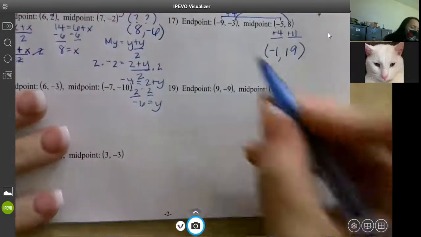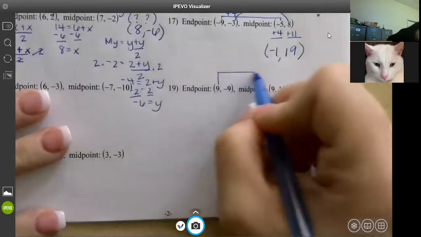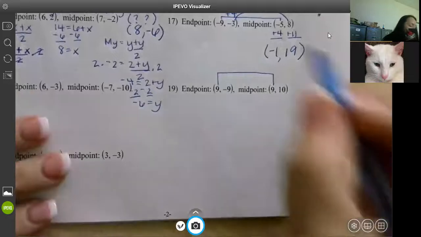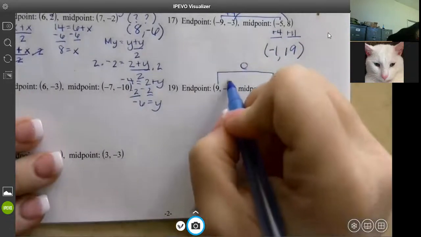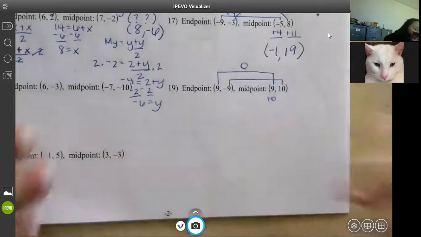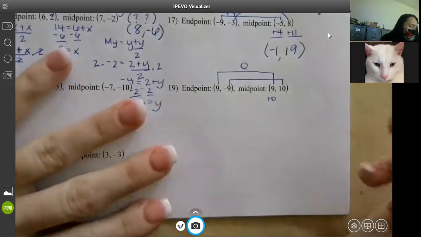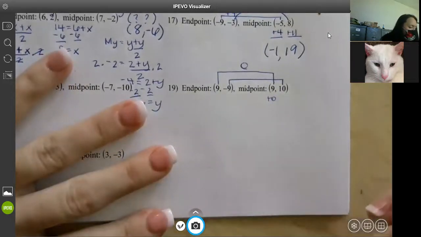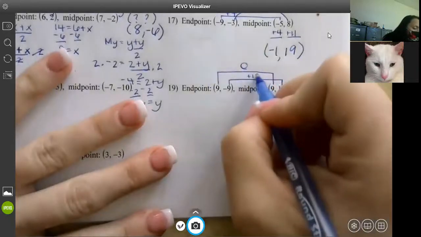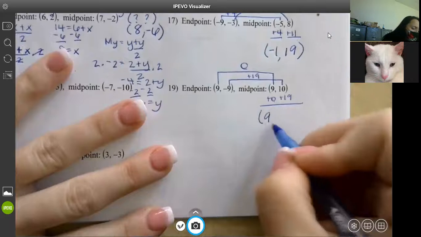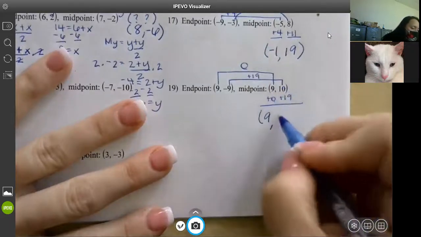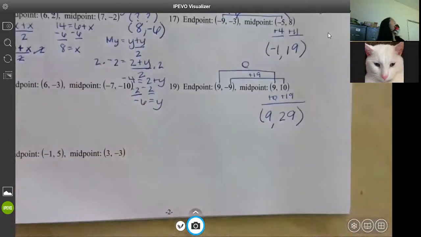Okay, so let's do it again. How far is it from 9 to 9? 0. So we're going to add 0. How far is it from -9 to +10? 19. And we're going up, so it's an add 19. 9 plus 0 is 9. 10 plus 19 is 29. That's literally all you do, guys. Yeah, so much easier.